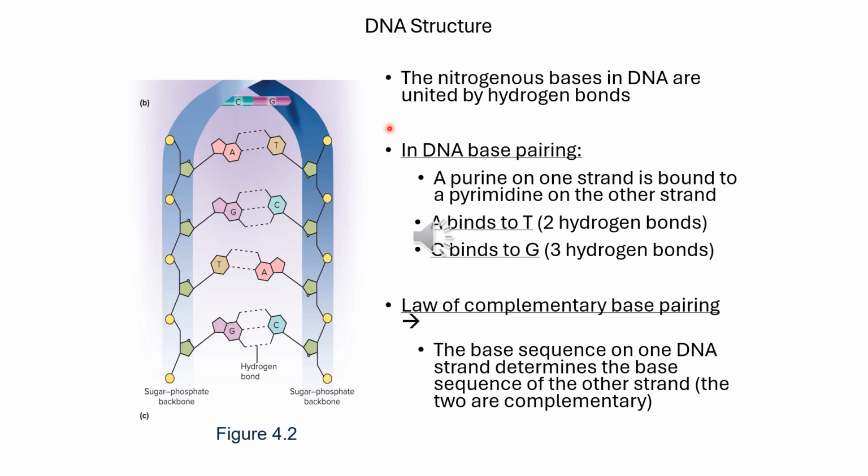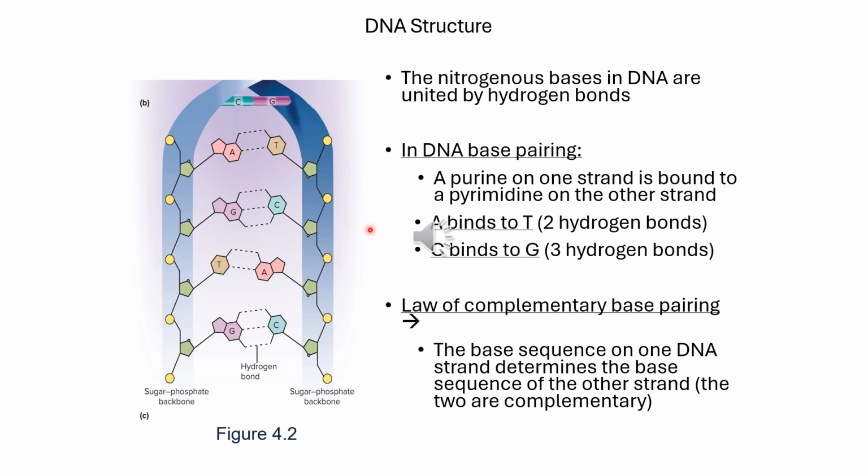The structure of DNA shows that it has a sugar phosphate backbone on either side, and it's connected by steps of the staircase. The steps of the staircase are pairs of nitrogenous bases, and the nitrogenous bases are united by hydrogen bonds. Here you can see the hydrogen bonds connecting the nitrogenous bases.